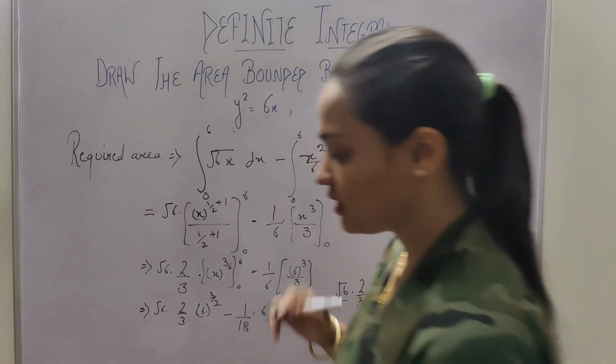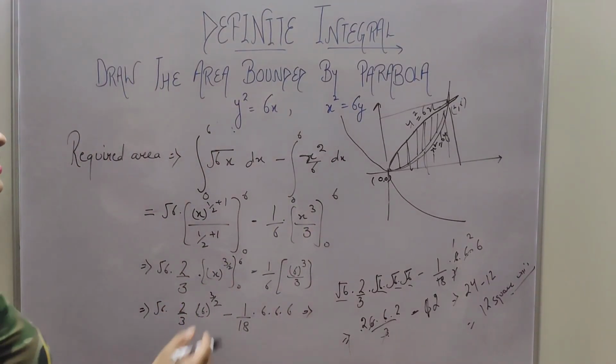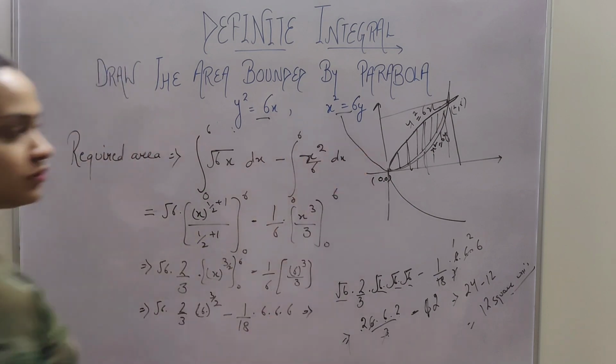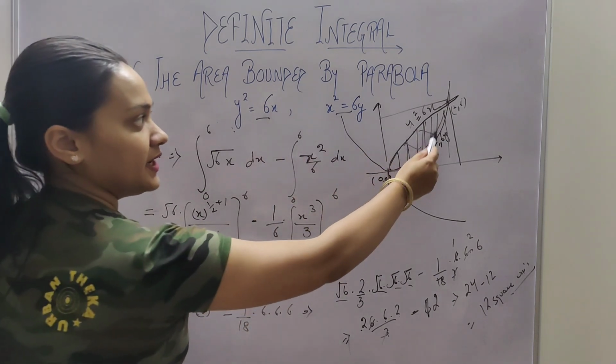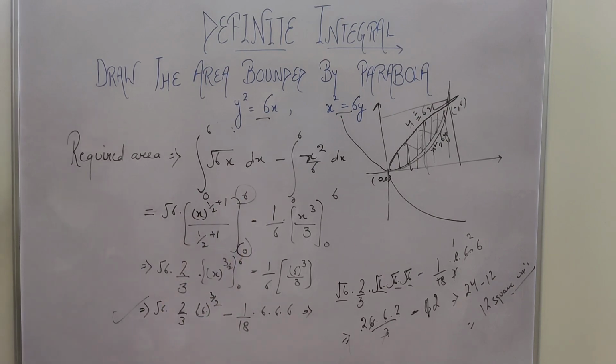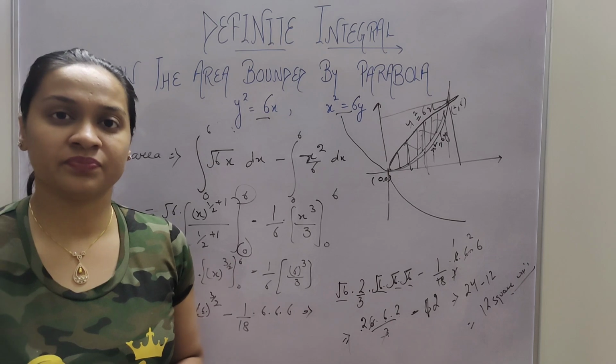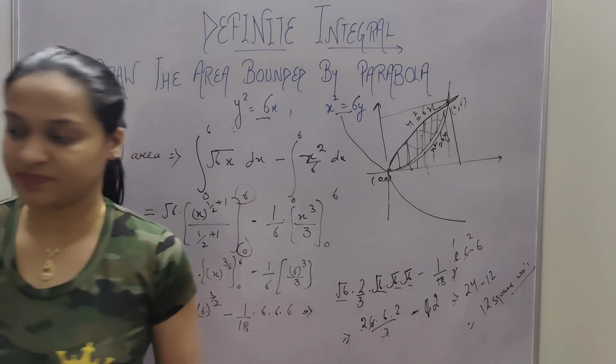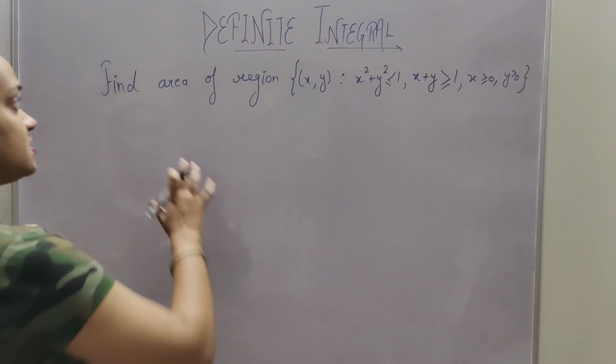of this question. Very easy question. Just calculate the intersecting points of two parabolas, calculate the required area between them, between 0 to 6, and here goes the answer of this question. And let's go to the second question. So students, this is your next question.